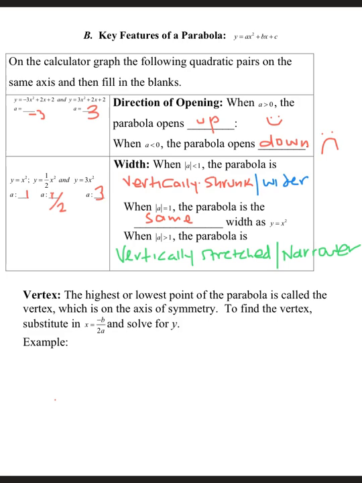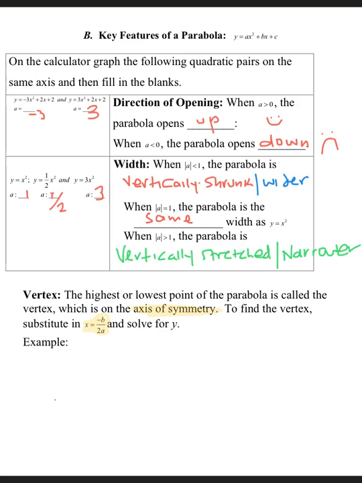Here, the highest or lowest point of a parabola is called the vertex, which is on the axis of symmetry. I want us to remember that axis of symmetry. To find the vertex, substitute in x equals -b over 2a. This is a formula which we need to remember, and I want you to pay attention to the axis of symmetry.